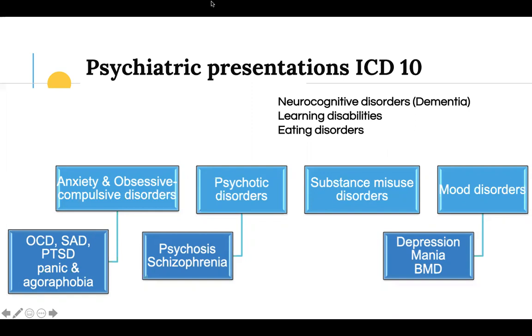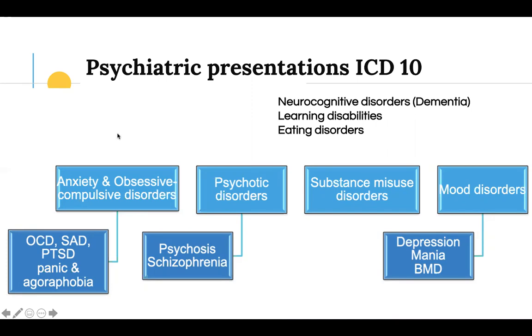Thank you. So the ICD-10 is the International Classification of Diseases. It's incorporated into all clinical practice. The WHO has created this for all physical ailments and psychiatric ailments, and there are quite a few groups of psychiatric presentations. I think the 4 main ones that I've categorized here: anxiety and obsessive compulsive disorders, and that includes things such as OCD, seasonal affective disorder, post-traumatic stress disorder, panic attacks, agoraphobia. Another important one is psychotic disorders, so patients who present with psychosis, schizophrenia.